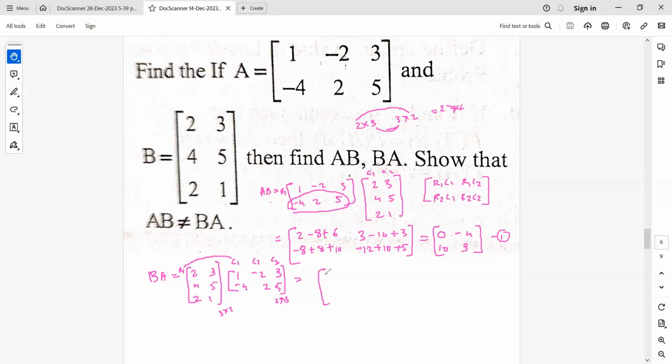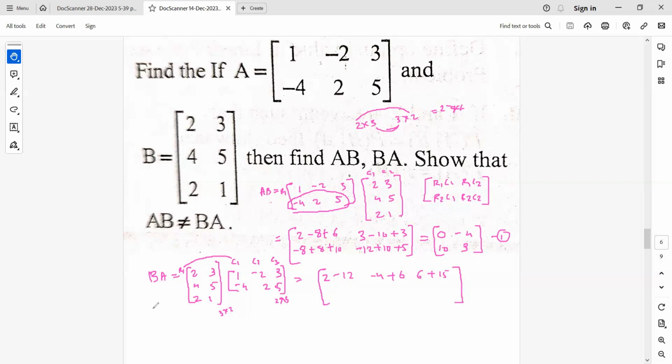That is 2 into 1, it is 2, and 3 into minus 4, it is minus 12. Similarly, R1 into elements of second, that is 2 into minus 2 is minus 4, and then 3 into 2, it is 6. Similarly, R1 into C3, 2 into 3, it will be 6, and 3 into 5, it will be equal to 15.